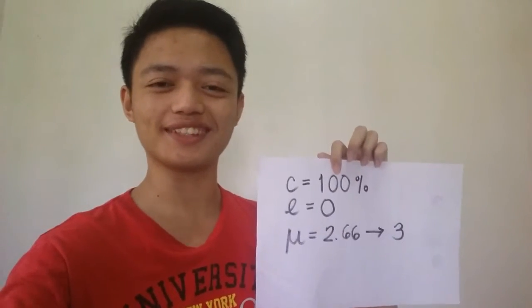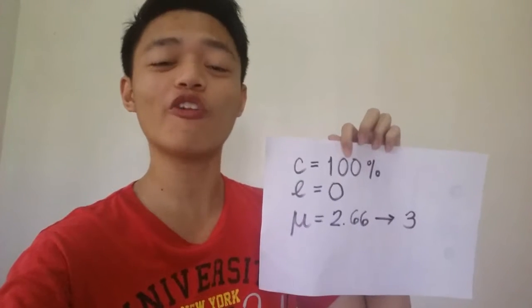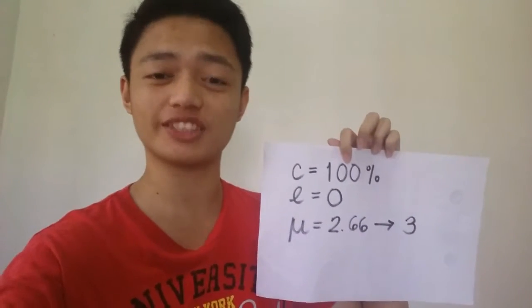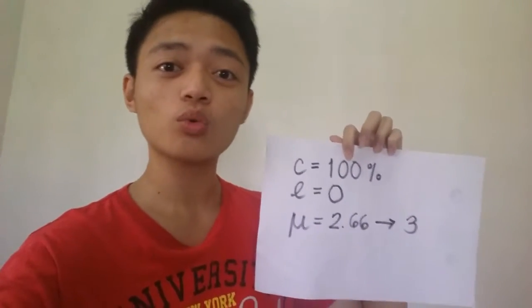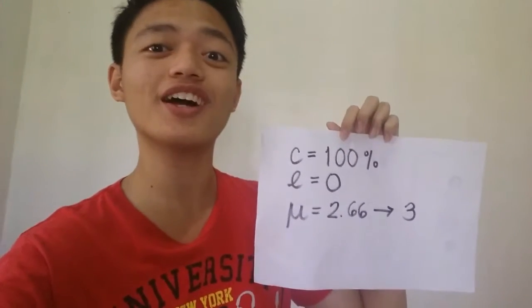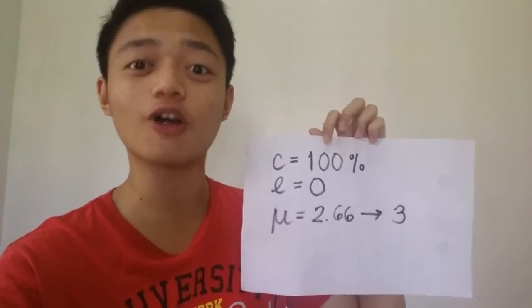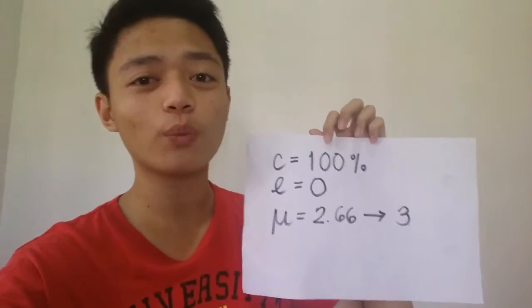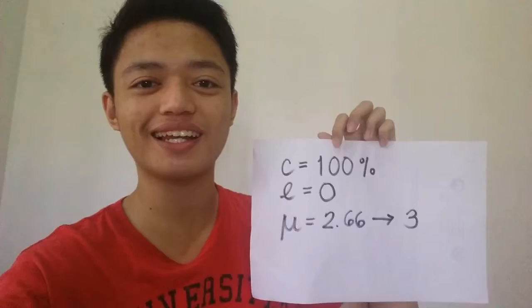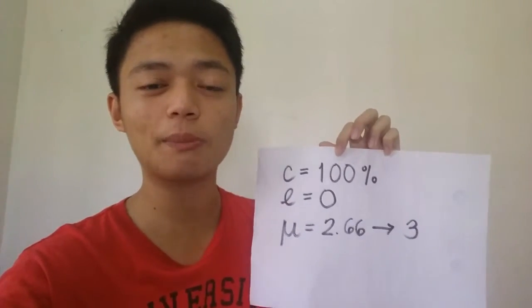Because we have interviewed all of the population of 37 male students in grade 11 STEM B, we attain a confidence level of 100%. That also means that we have a margin of error of 0. So therefore we can't use the interval estimation because there would be no use for it. We are 100% confident that the mean number of courtship experiences of the grade 11 STEM B male students is 2.66 or 3.